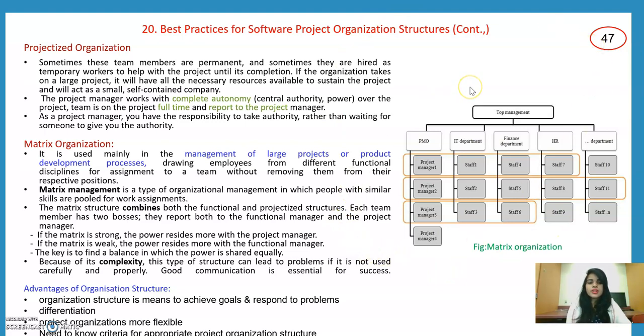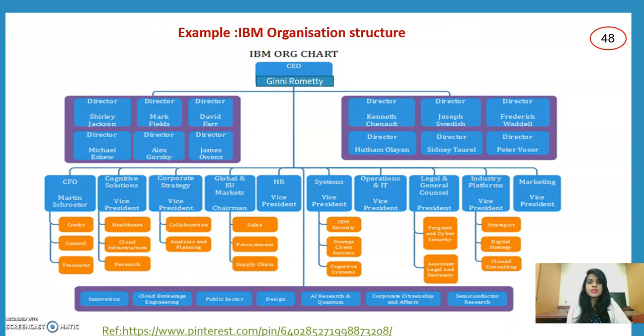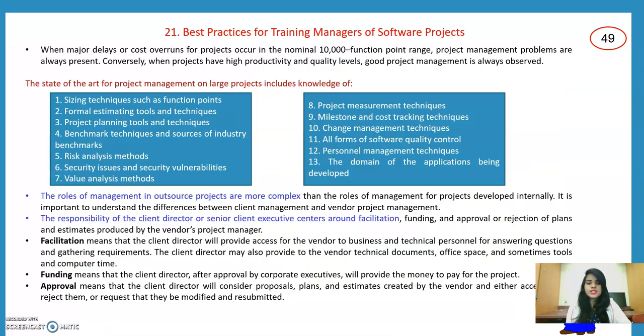The advantages of organization structure are that it is a means to achieve goals and respond to problems, it provides differentiation, project organization is more flexible, and we need to know the criteria for an appropriate project organization structure. And this is an example of the IBM organization structure. Here we have the IBM CEO at the top level, Ginni Rometty, and the directors. Under the directors, we have the CEO, vice presidents. Under the director, we have the CFO, vice presidents, and the chairman, presidents. And under that, we have some other technical and non-technical staff.